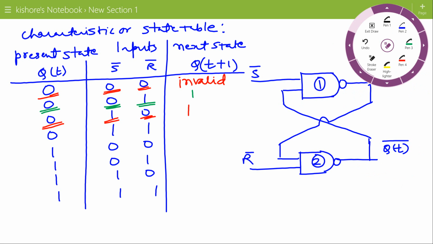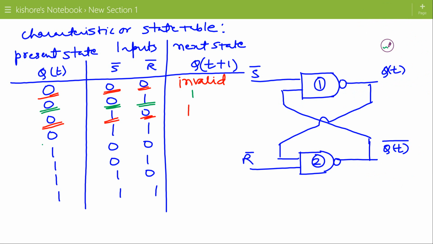In the fourth condition, QT is 0, so QT bar is 1, S bar and R bar both are 1. QT bar is the feedback input for the first NAND gate, and 1 NAND 1 is 0.